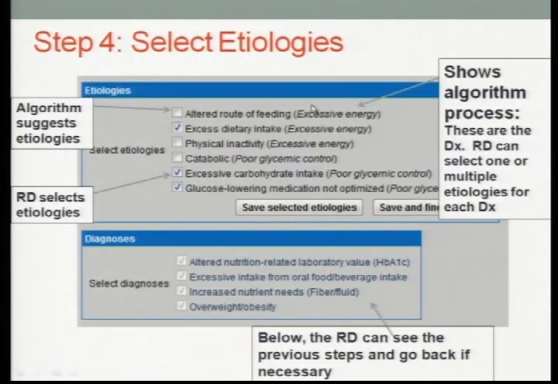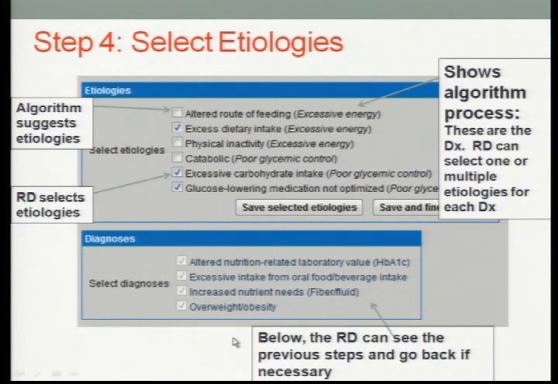So in this case, those were the 4 diagnoses. Here are the suggested etiologies. The dietitian selects the ones that she or he thinks are going on. Is it the glucose-lowering medications not optimized, excessive carbohydrate intake, excessive dietary intake? Now the italicized words in the parentheses show what went on before. So this etiology was derived from excessive energy, which you selected as a diagnosis. So you can see the pathway of your decision-making process. And always below, you can see the diagnoses you selected.